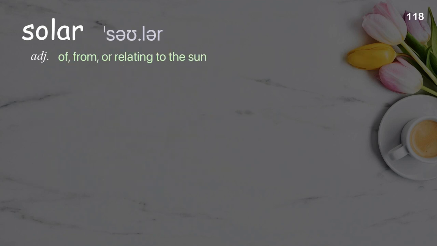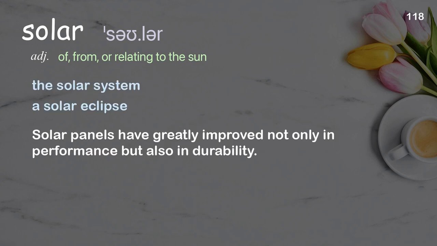Solar. Of, from, or relating to the sun. Examples. The solar system. A solar eclipse. Solar panels have greatly improved not only in performance, but also in durability.